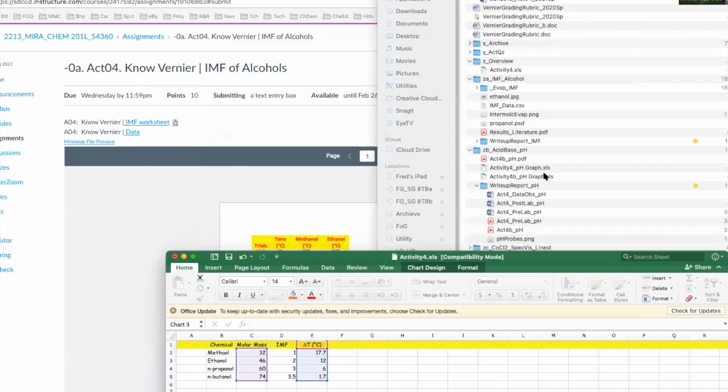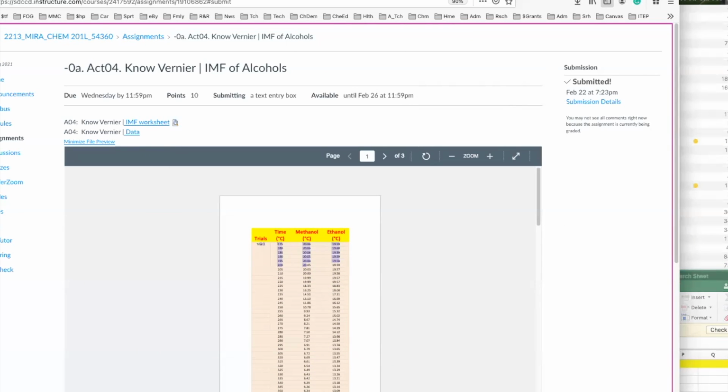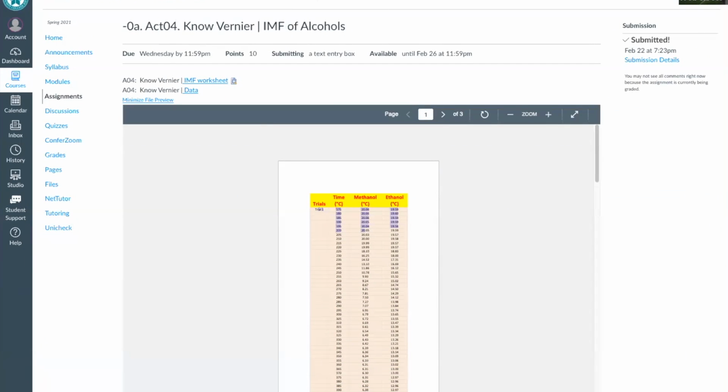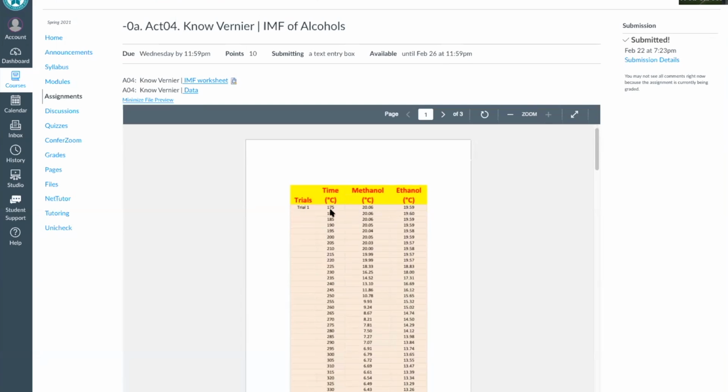It's not it either. Remember, this data just tells you the temperature. Let me blow this up. This is the temperature that you have for methanol. It starts at 20.06. And if you see the video, I actually show you the video.